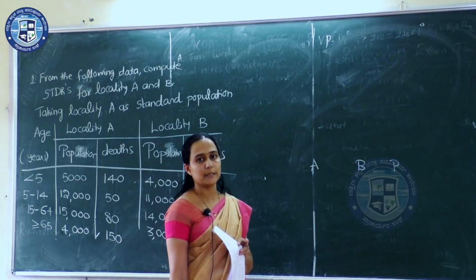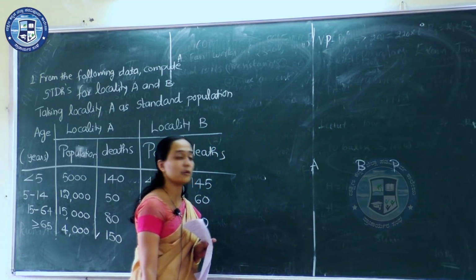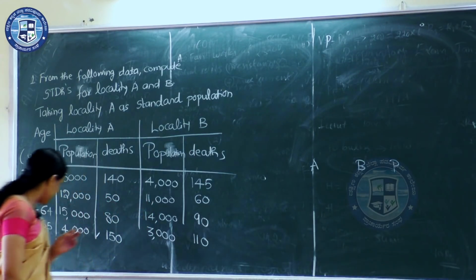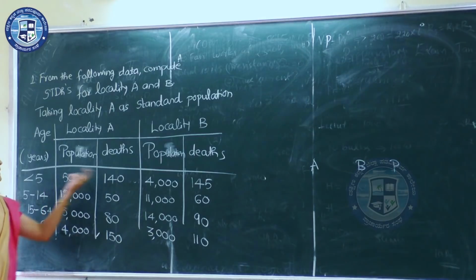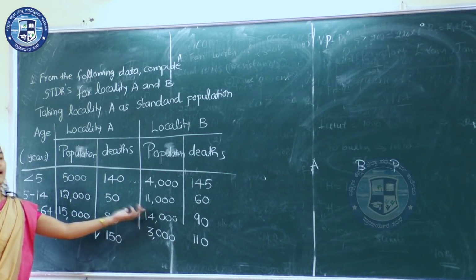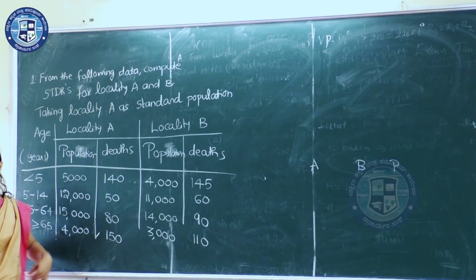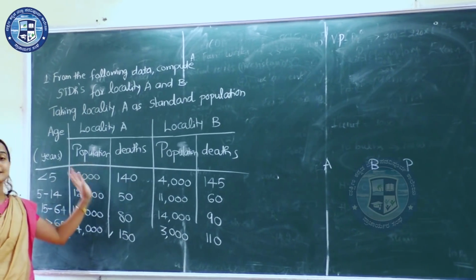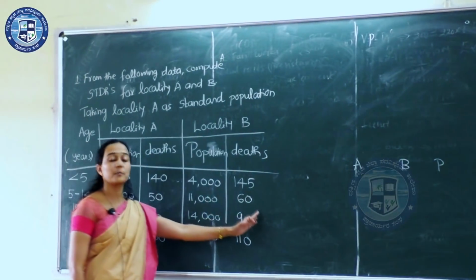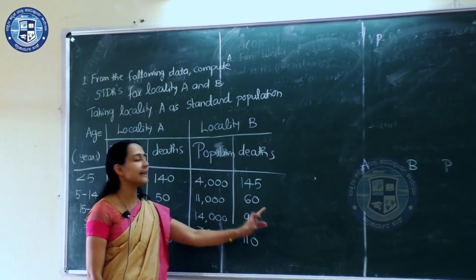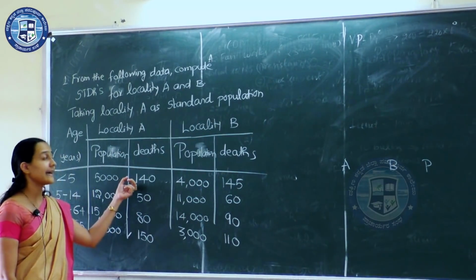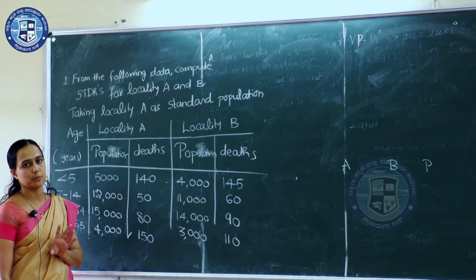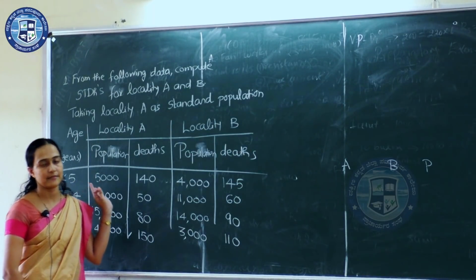Next, the second type problem. Today we are discussing the second type. In the second type problem, two populations are given, and among these two, one we take as the standard population. A separate standard population is not given here. It is given in the question itself.